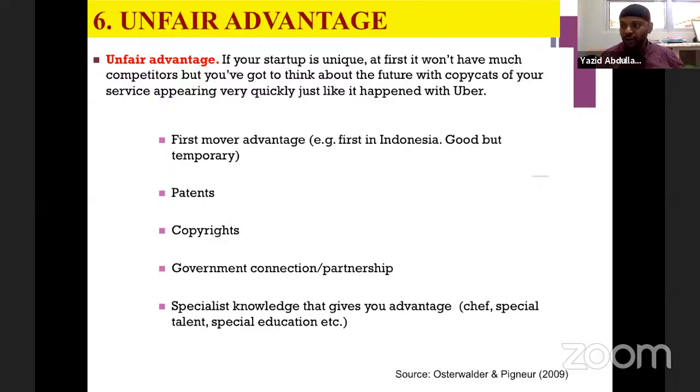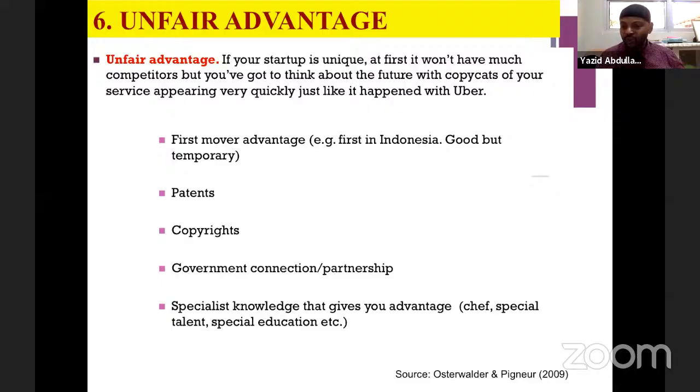The same thing with Coca-Cola. Okay, many people are attempting to make Coca-Cola, but to get that Coca-Cola taste is extremely difficult. So that's called specialist knowledge. Okay, specialist knowledge. So you can use any of these ones to try to give you advantage.